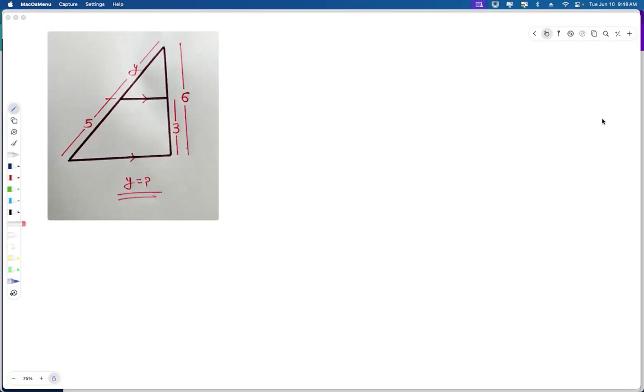Welcome, students. So today I want to talk about the difference between using the proportion versus using the scale factor. So here we have two triangles. We have a large triangle and we have this parallel line to the base that gives us a smaller triangle. And we're trying to find the value of y in this problem.